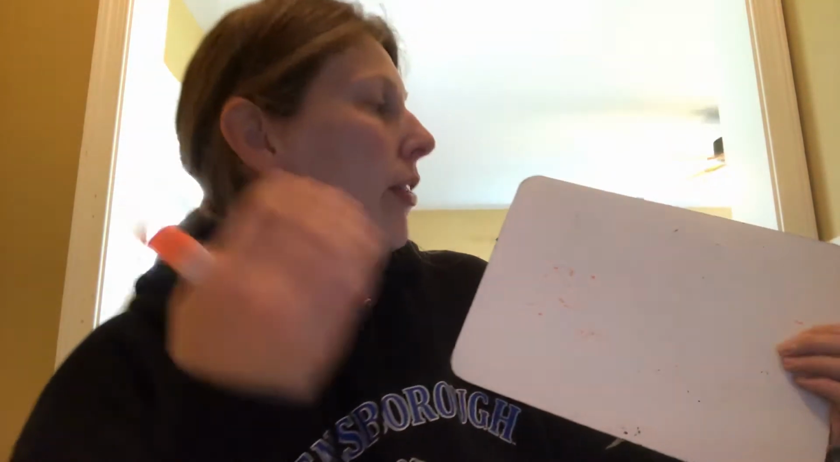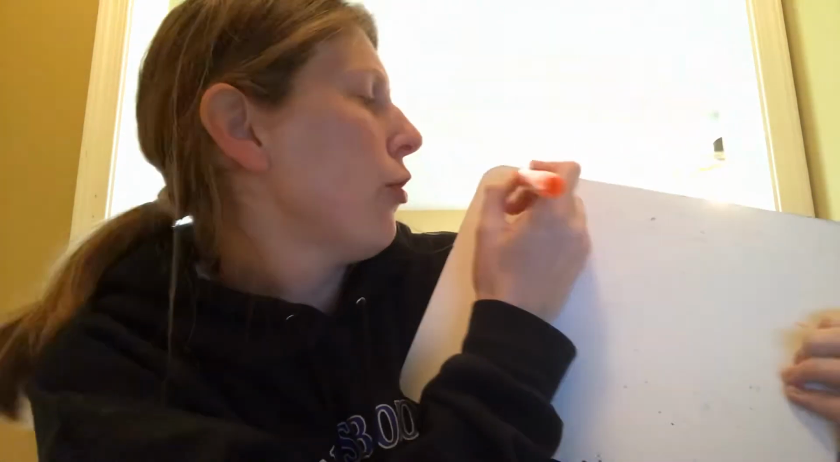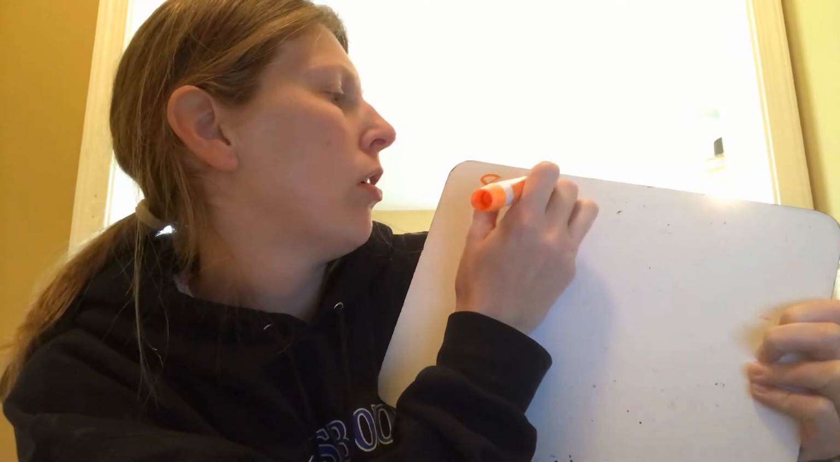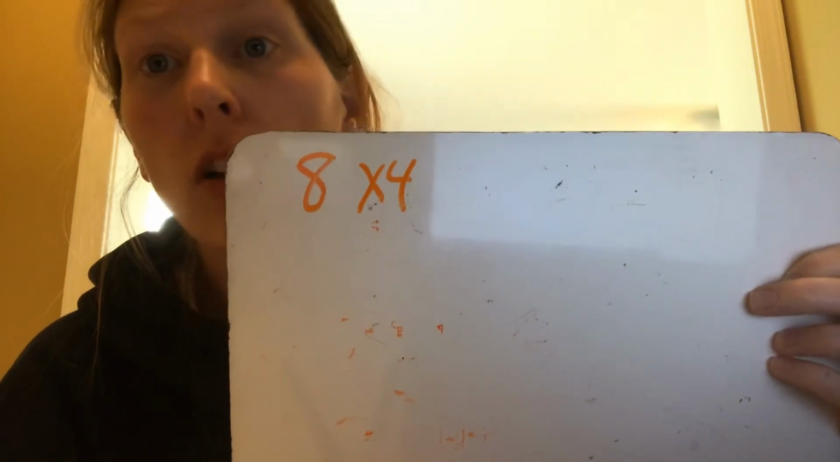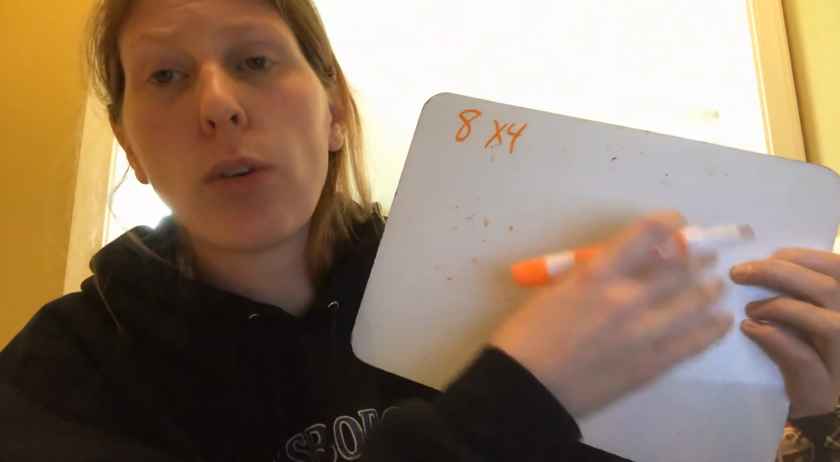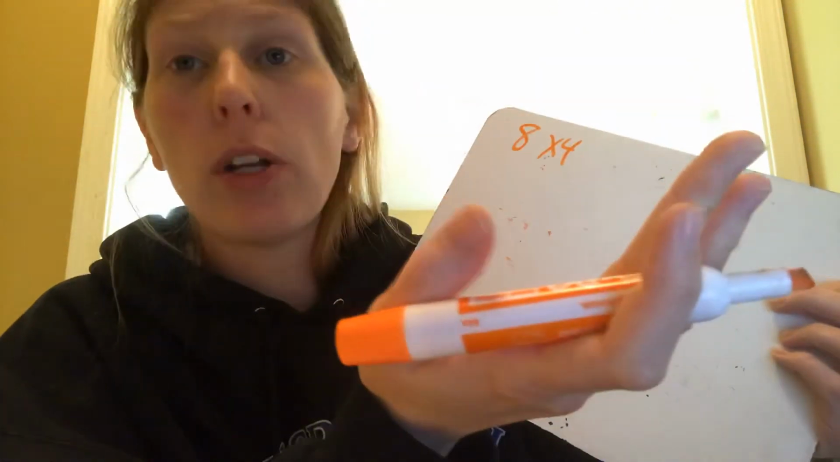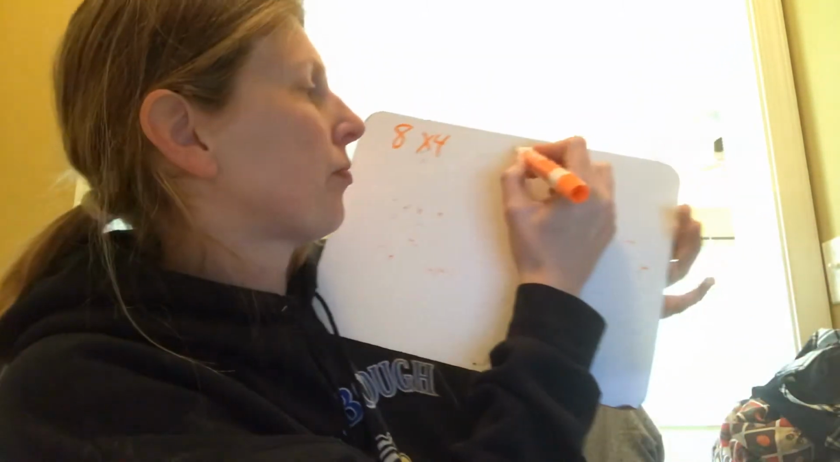She eats 4 cookies every night for 8 nights. This is equal groups. Every night is a group, and there's 4 cookies every one of those nights. So I'm doing 8 groups with 4 in each group. 8 times 4. I could also do repeated addition. I could add 8 4 times. So let's say I want to do repeated addition.